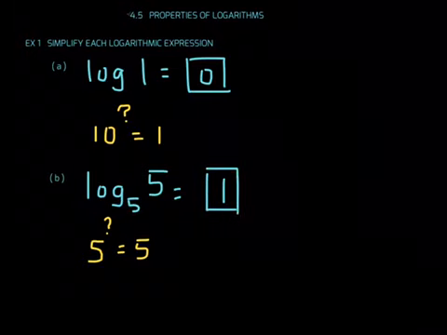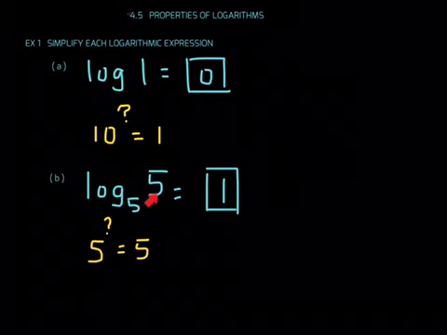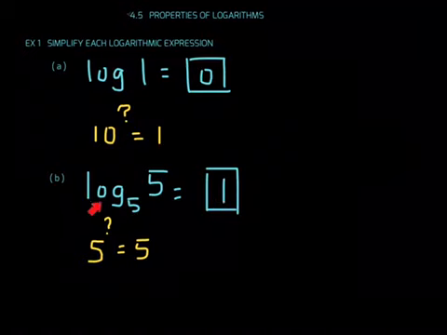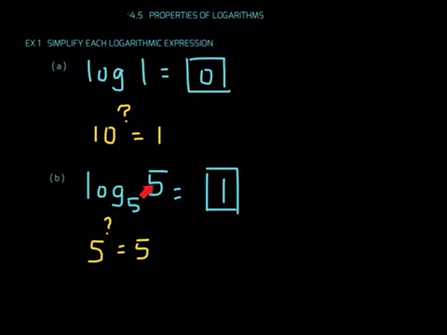The book names this as a property. Notice that if your base is some number and your argument is that same number, if the base and the argument are the same, you're going to get 1. So like log base 3 of 3 is 1. Log base 8 of 8 is 1. Log base 4 of 4 is 1, right? If the base and the argument are the same, the exponent is 1.